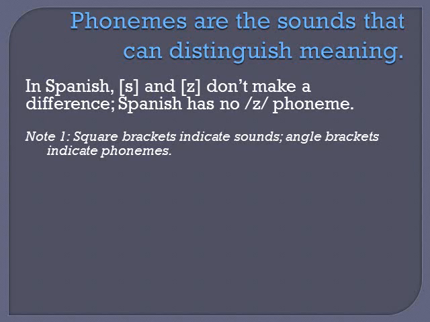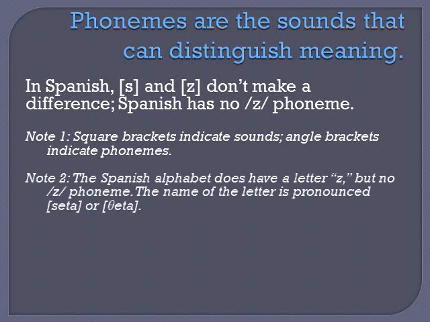And the square brackets indicate the actual sounds, the phonetic articulation of a sound. The angle brackets indicate phonemes. That is kind of the idea of the sound in our head. You don't need to be able to use the angle brackets and the square brackets consistently, but I do want you to know what I'm doing so that when you see it, you understand what's going on.